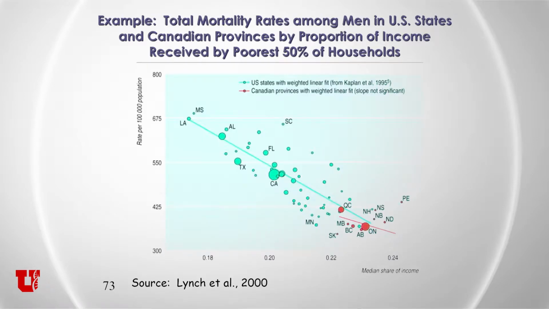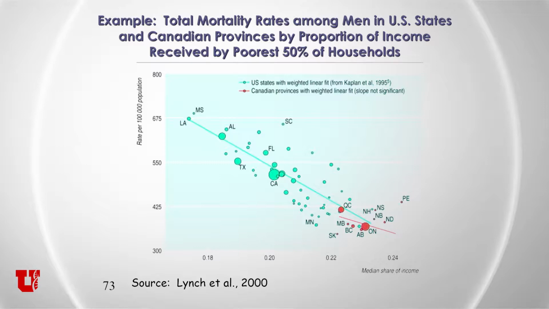So an example: this is total mortality among men in U.S. states and Canadian provinces by proportion of income received by the poorest 50% of households. So the vertical axis is the mortality rate, the age-standardized mortality rate per 100,000 population for each state or Canadian province. So way up at the top of mortality, we have Mississippi, Louisiana, Alabama. And then down low, we have all the Canadian provinces down low on mortality, and also New Hampshire and Minnesota and some other unlabeled U.S. states.